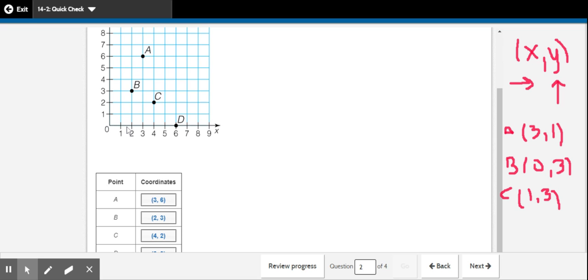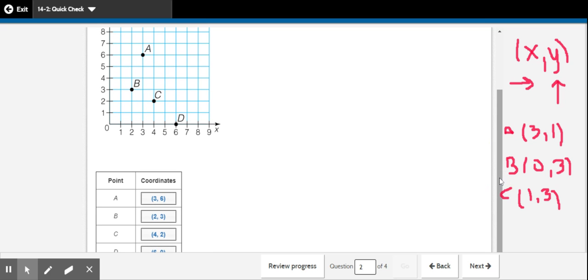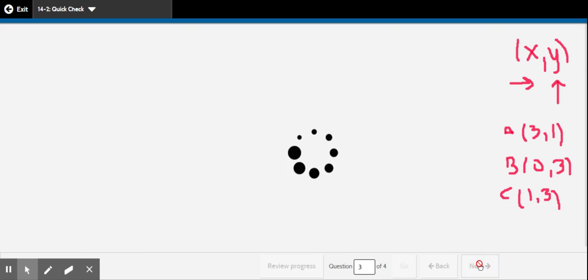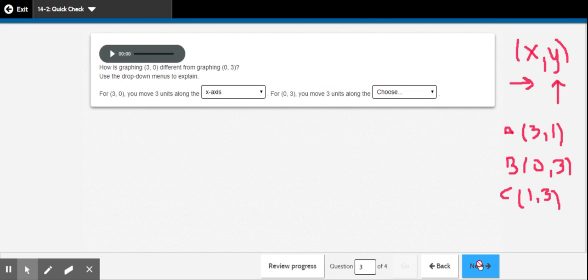B, we'd be going to the right 2 times and up 3 times. So 2, 3. And then C, we would be going to the right 4 times and up 2 times. So 4, 2. And then D, we went to the right 6 times, but did not go up any. So 6, 0. Notice every single time I went right first, then I went up. X first, Y is second.